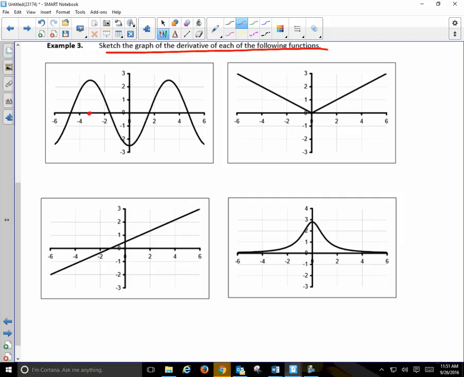So I'm going to plot a 0 here. I'm going to plot a 0 here. I'm going to plot a 0 here. And sometimes it's helpful to think about what the function actually is, where it comes from. Anybody recognize that graph?